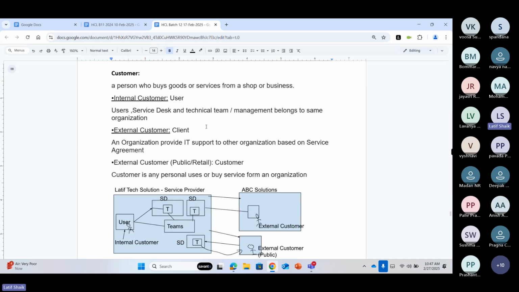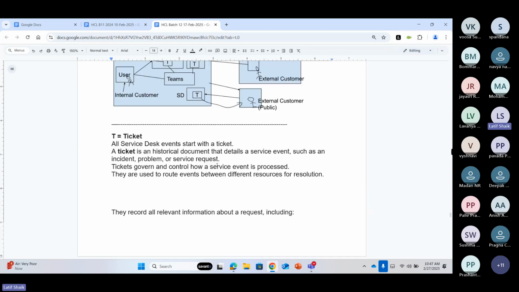Public and retail customers are individual users, individual customers, who take services from us. For example, Airtel or Jio internet related services, AWS personal cloud services, Azure cloud services. So individual users, and organizations too, can access it. So these are the retail or public external customers.